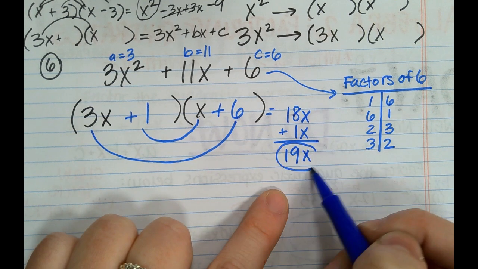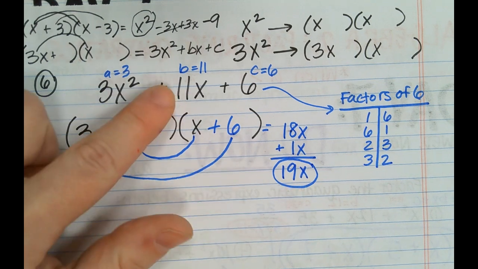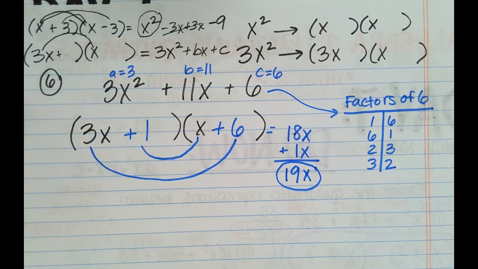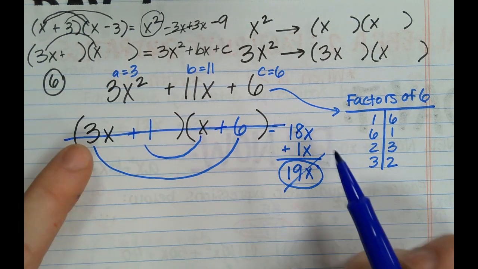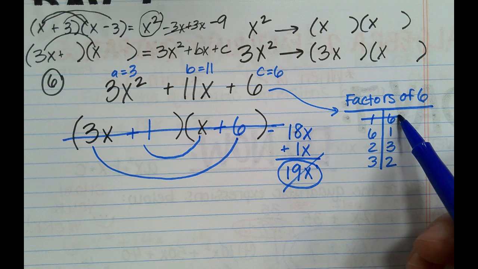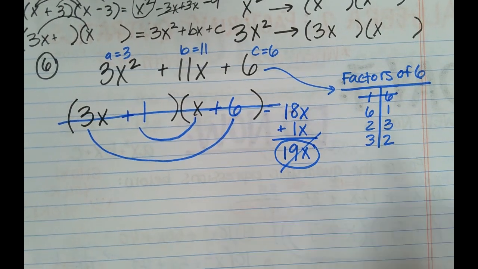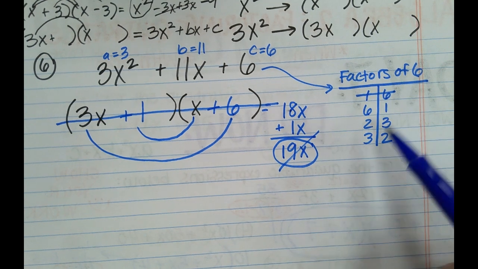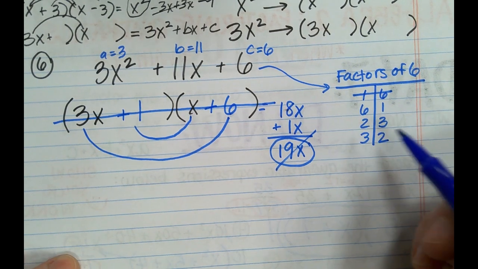What I'm looking for here now is, does this match my middle term, 11x? It does not match. 19x is too big, so that means this is not the answer, and we move on and try another one. So we just worked with 1 and 6. This is where sometimes it's a game of luck, but the more you do it, the more you start to recognize in your head what numbers will and won't work right away. So let's try, I don't know, 3 and 2 for fun.